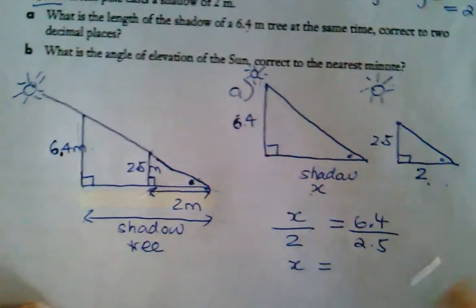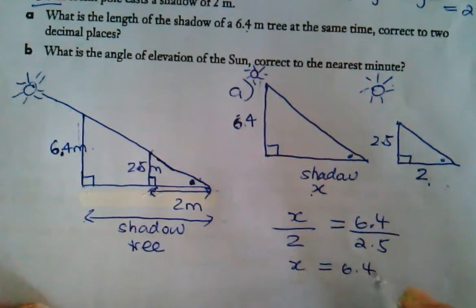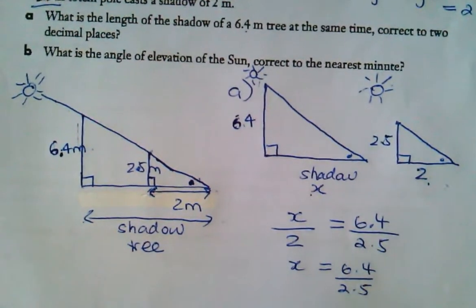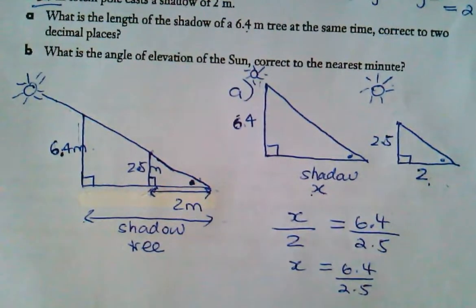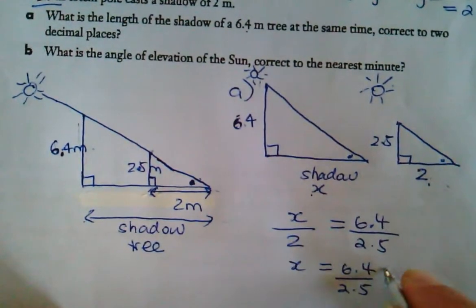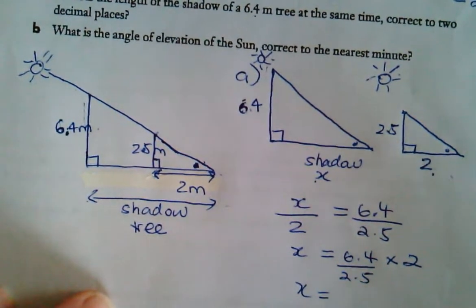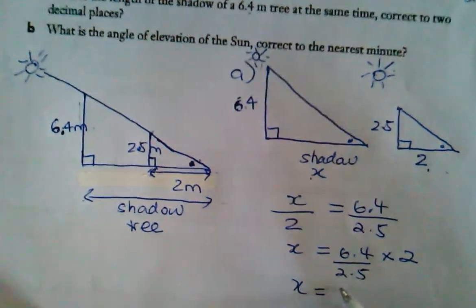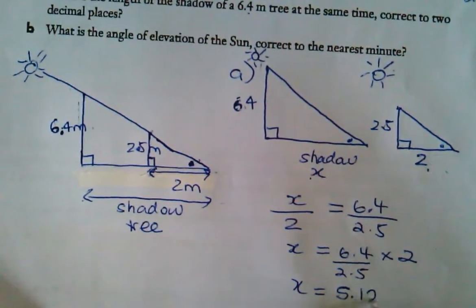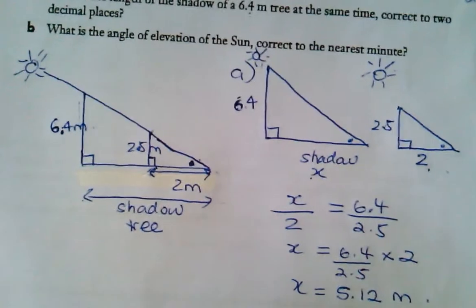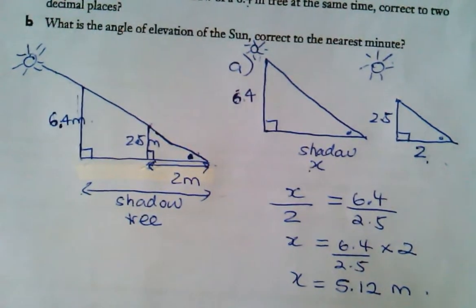If I want to make X the subject, how do I do that? If I want to get X on its own. At the moment, it's X divided by 2. So, the opposite of dividing by 2 is timesing by 2. So, therefore, X is 6.4 divided by 2.5 times 2. 5.12 metres. So that's the shadow cast by the tree. That seems pretty good, okay?